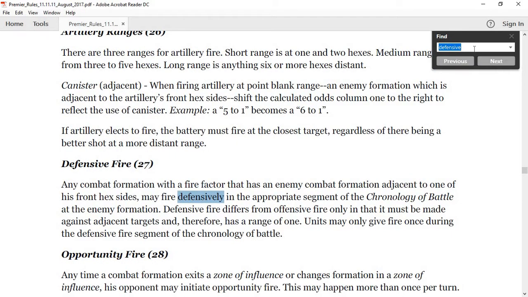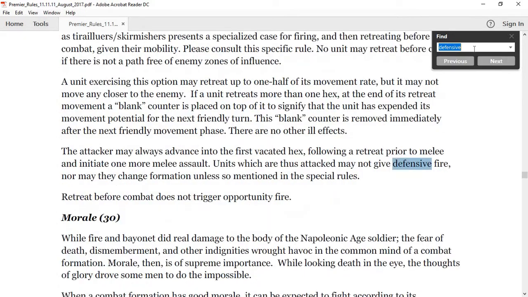Defensive fire. Any combat formation with a fire factor that has an enemy combat formation adjacent to one of its front hex sides may fire defensively in the appropriate segment of the chronology of battle at the enemy formation. Defensive fire differs from offensive fire only in that it must be made against adjacent targets and therefore has a range of 1. Units only give fire once during the defensive fire segment of the chronology of battle. Units which are thus attacked may not give defensive fire, nor may they change formation unless so mentioned in special rules.